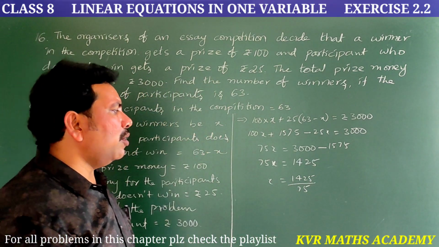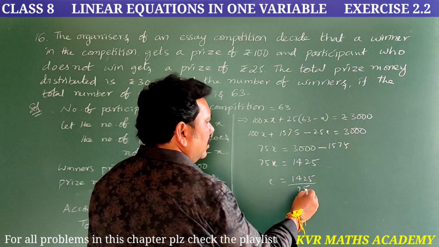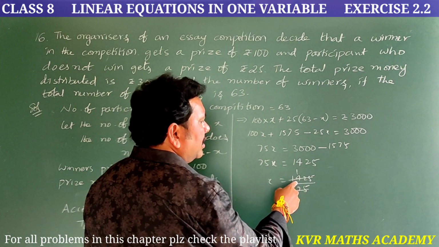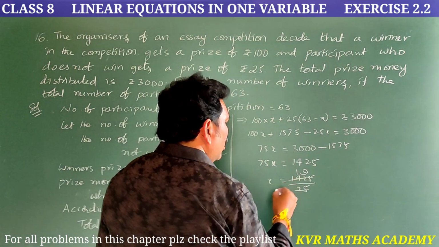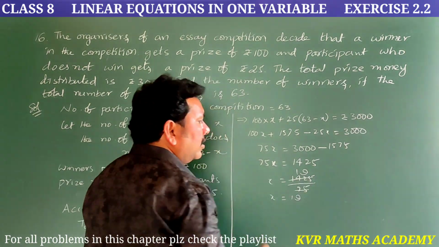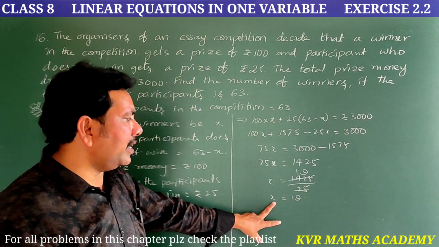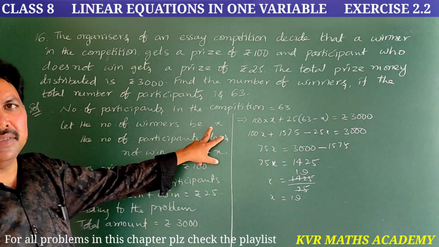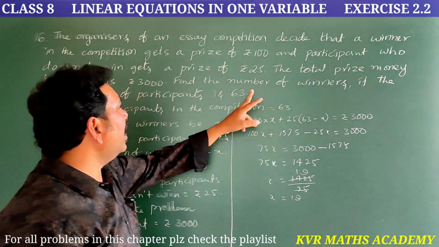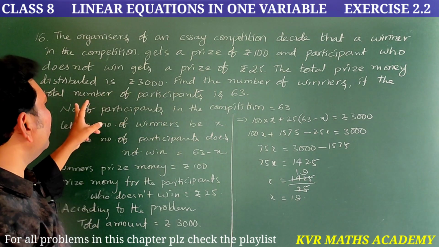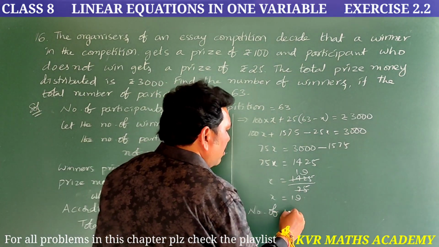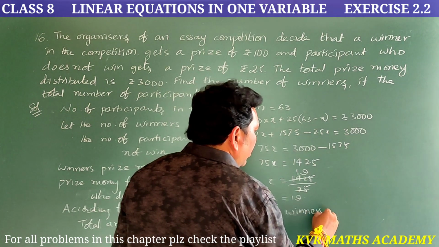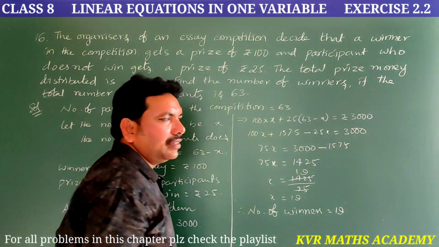So x is equal to 1425 by 75. So 75, how many times gets cancelled? Yes, 75 ones are 75. Next, 75 nines are 675. So x is equal to 19. 19 means here x means winners. Therefore, what did he ask? Find the number of winners only, na? Yes. Therefore, number of winners is equal to 19.